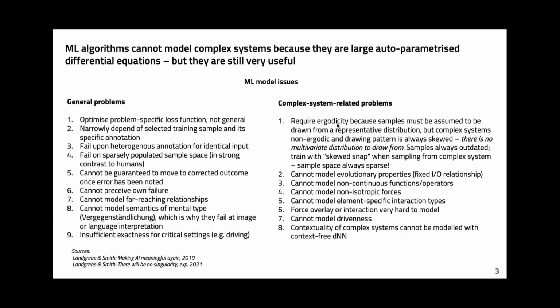Such models cannot perceive their own failure, of course. So they cannot really raise exceptions. Well, they can raise an exception if the data don't match the input type, but not much more. They cannot model far-reaching relationships. They cannot model semantics of mental type, objectification semantics. Here I'm using the German word, I apologize. So it's object type, mental types they cannot use. And that's why they fail at image or language interpretation. They fail completely. And they of course have not a sufficient exactness for really critical settings.